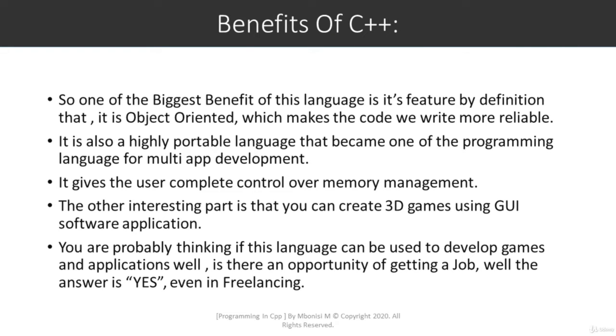Now looking at the benefits of C++. I've been talking a lot about what is C++ lately, but what is really good about this language? Well, one of the benefits of this language is that it's object-oriented by definition, which makes our code more reliable and reusable in the future if we want to use it in other parts of the code. It is also a highly portable language, and that has made it one of the programming languages for multiple app development.